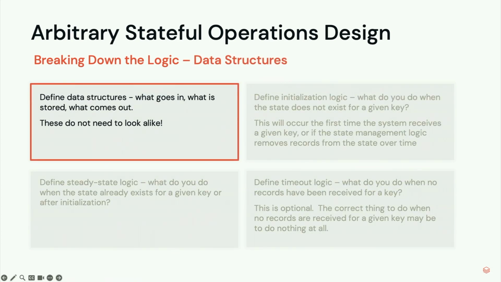First, you need to define your structures. What I mean by your structures is you need to know the form of the data that's coming in, the form of the data you're going to save in state, the data you're saving in between microbatches, and then the form of the data that you're going to emit. Now, these 3 structures actually don't need to look anything alike. They can look completely different. It is up to you.